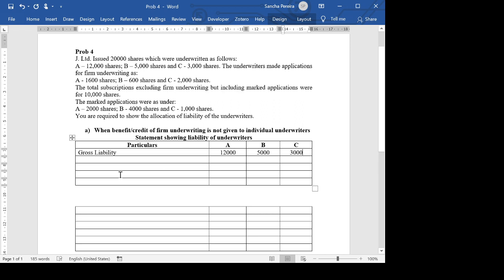Okay. Then as usual we minus the marked applications. Marked applications in favor are here, they've been given 2,000. Then we have 4,000 and we also have 1,000. So deducting this, here it comes down to 10,000, here it comes down to 1,000, and this comes down to 2,000. Next, we minus unmarked applications.